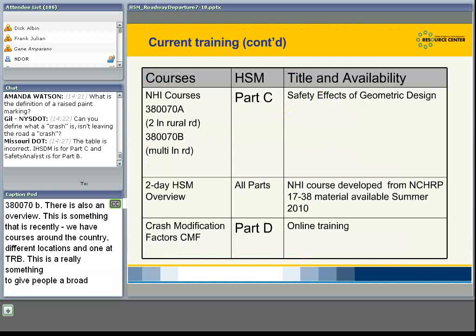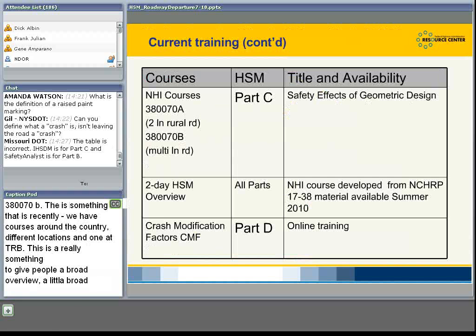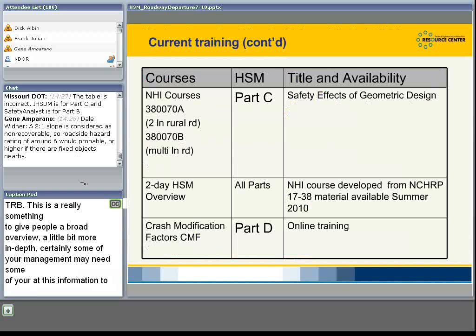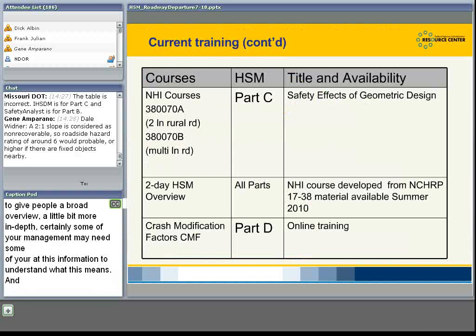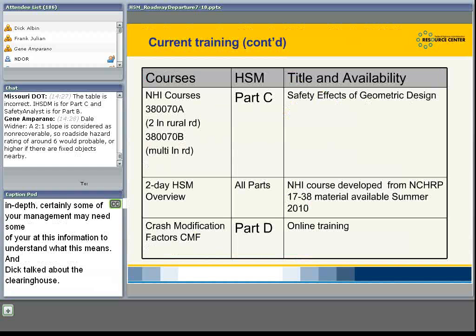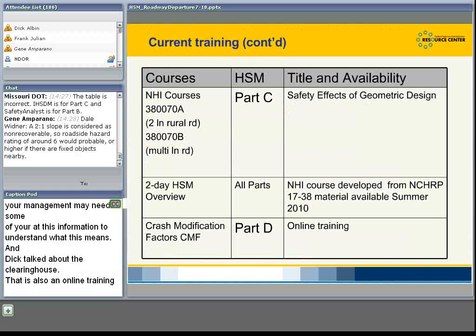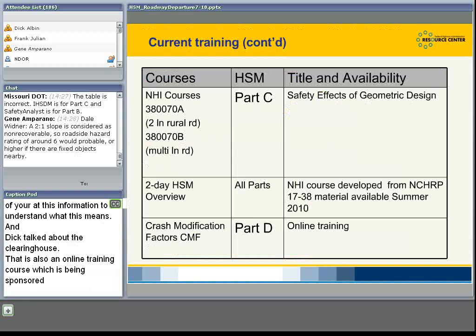Of course, there's also an overview. This is something that has recently been developed. I guess we've had 3 pilot courses around the country at different locations, and 1 at TRB. But this is really something to give people a broad overview.